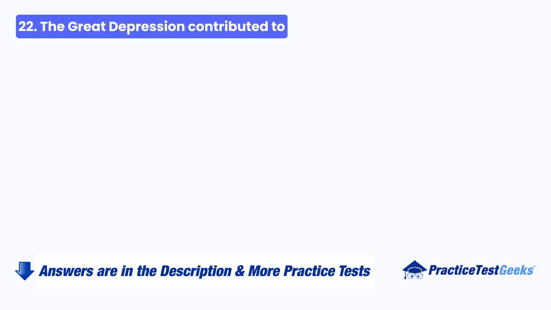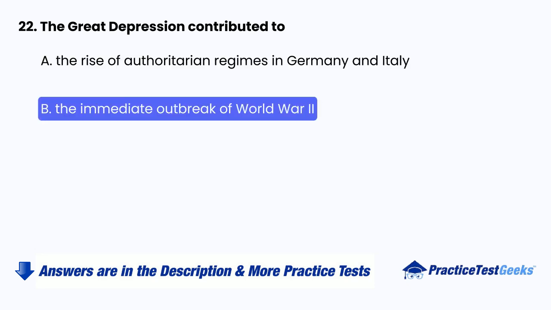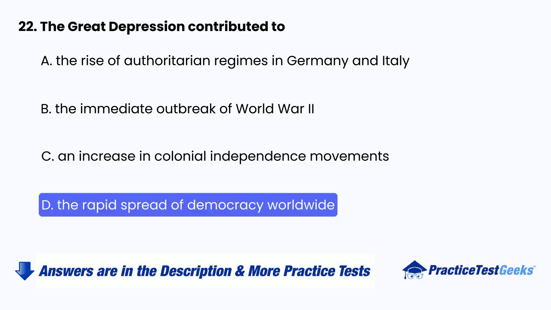22. The Great Depression contributed to: A. The rise of authoritarian regimes in Germany and Italy. B. The immediate outbreak of World War II. C. An increase in colonial independence movements. D. The rapid spread of democracy worldwide.